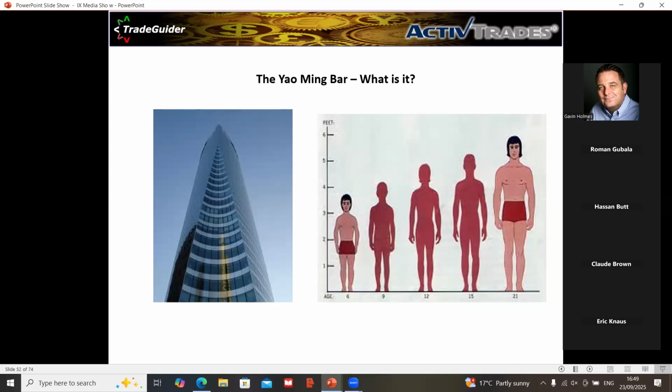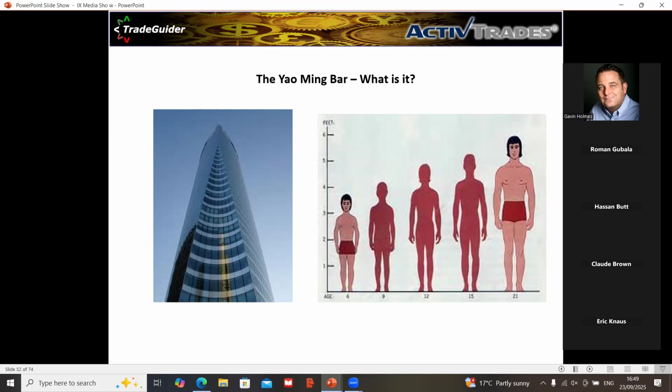So when I look at a chart, the first thing I want to look at, and this is what I teach straight away, is something I call a Yao Ming bar, but you can call it what you want. It's a very high volume bar.